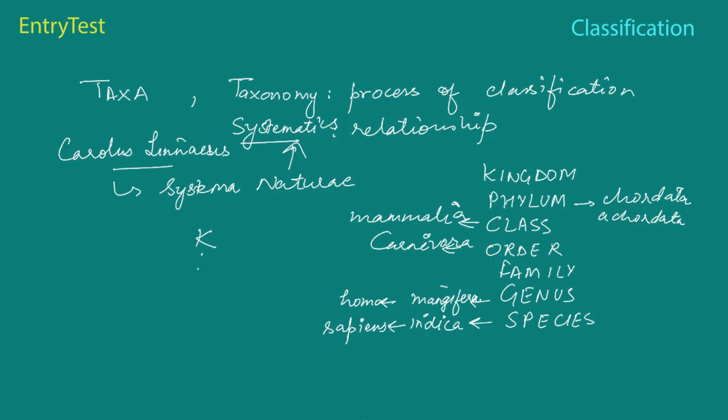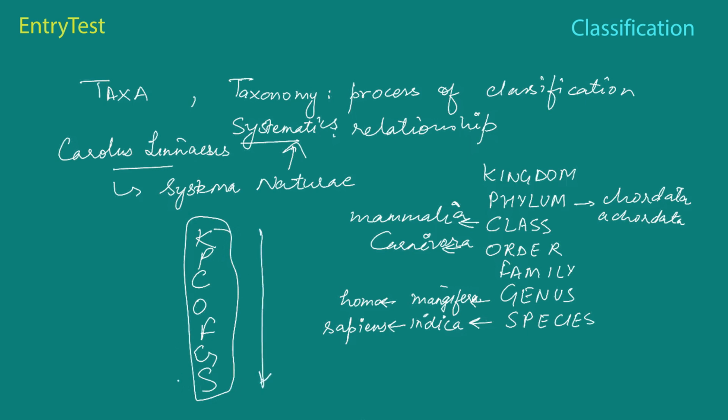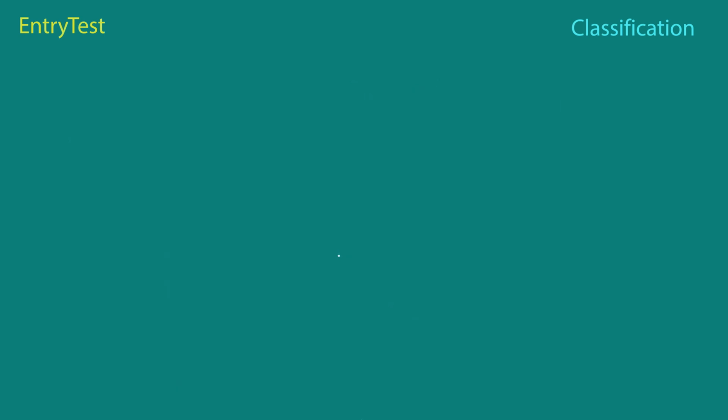You have the kingdom, then you have the phylum, class, order, family, genus, and species. It's better if you remember this order. Either you can go from here to here or you can go from here to here. It's your wish, but you need to remember this order as a student of biology. Okay, let's take up a few examples that are also given in the book.